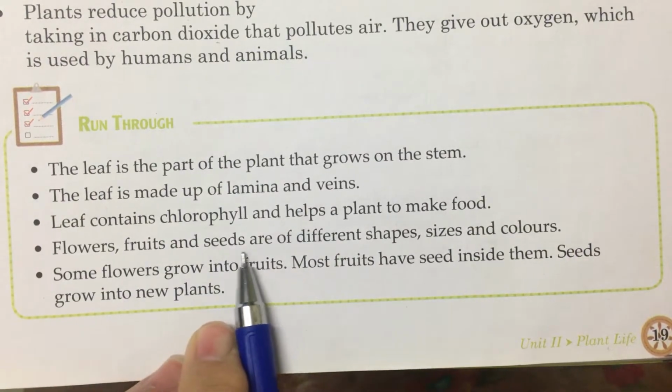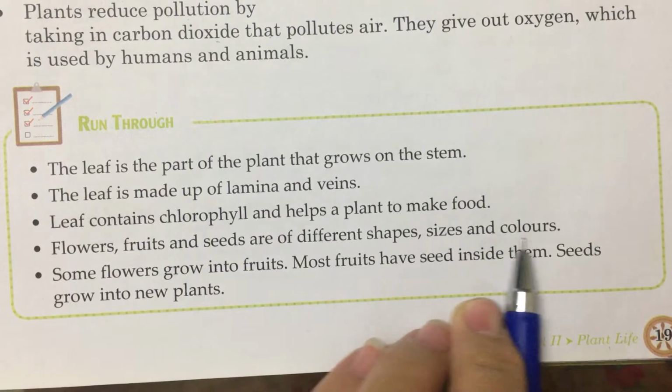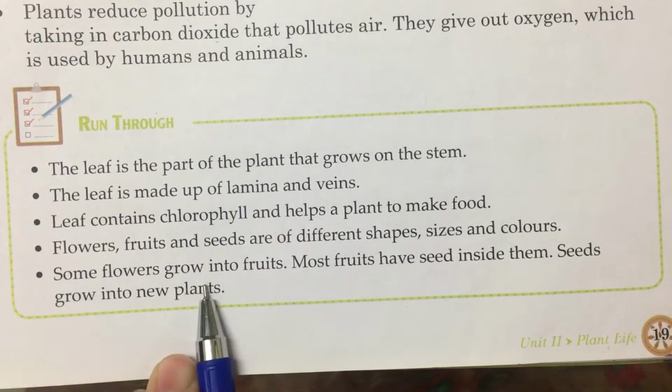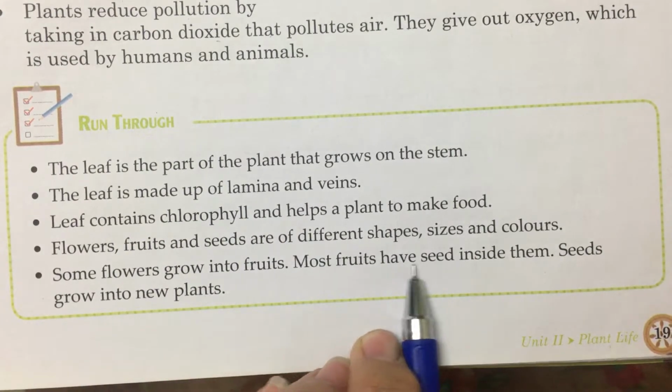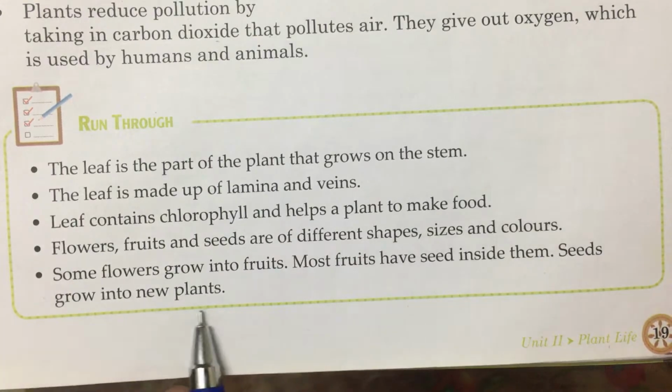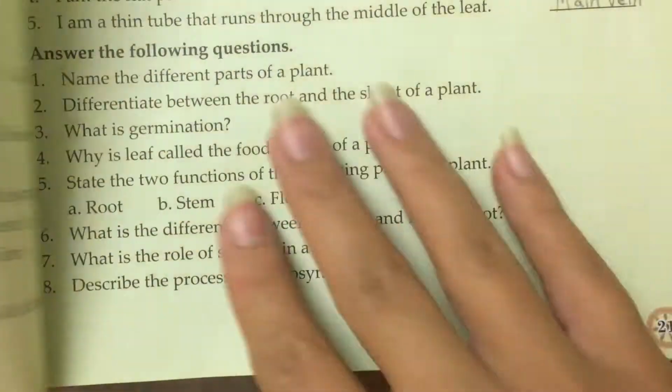Flowers, fruits, and seeds are of different shapes, sizes, and colors. Some flowers grow into fruits. Most fruits have seeds inside them. Seeds grow into new plants.